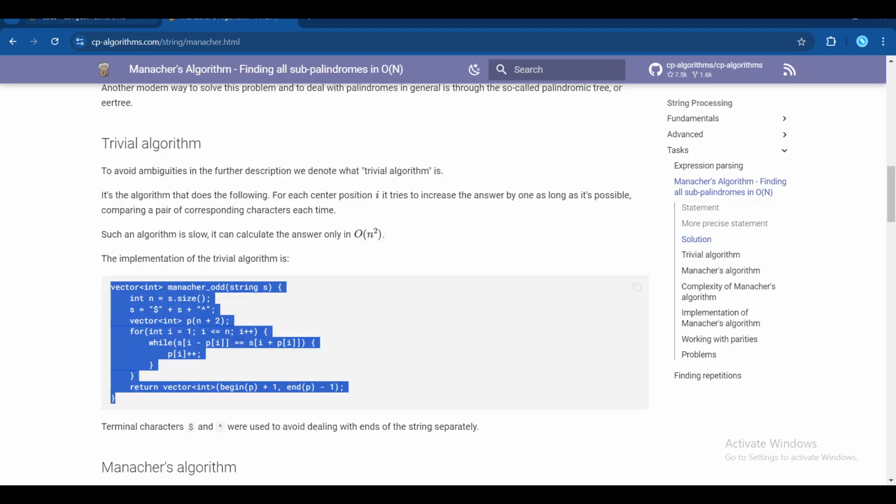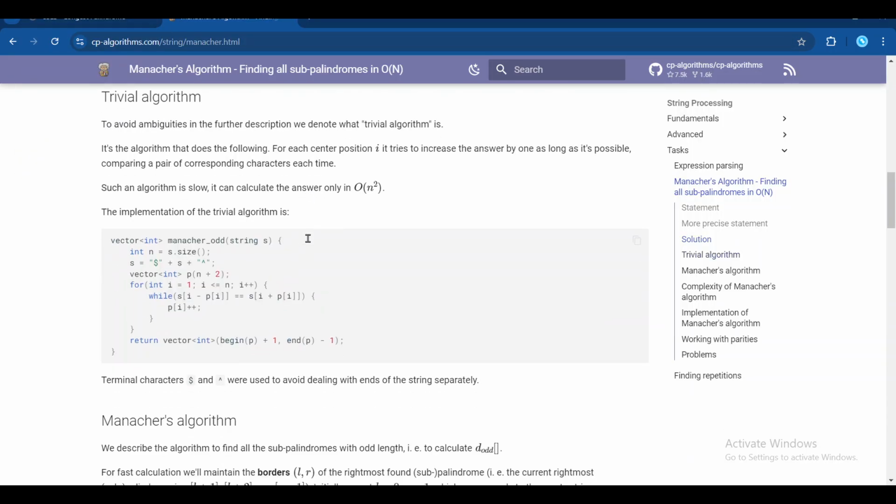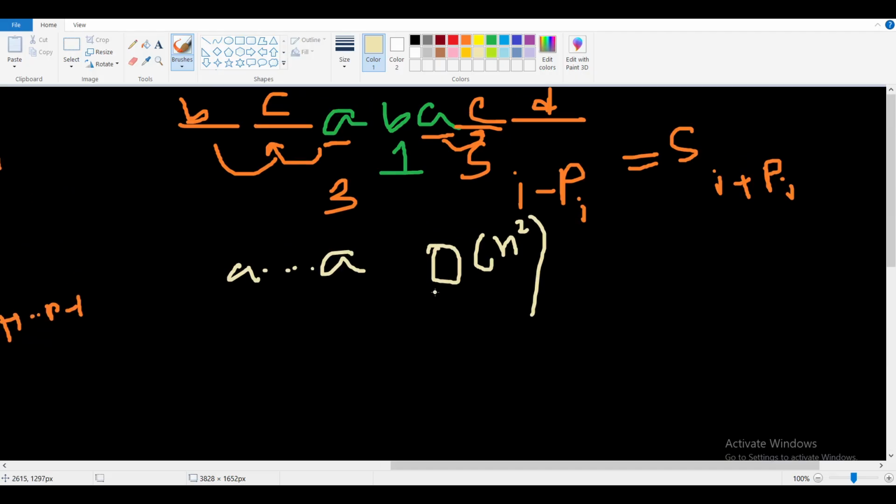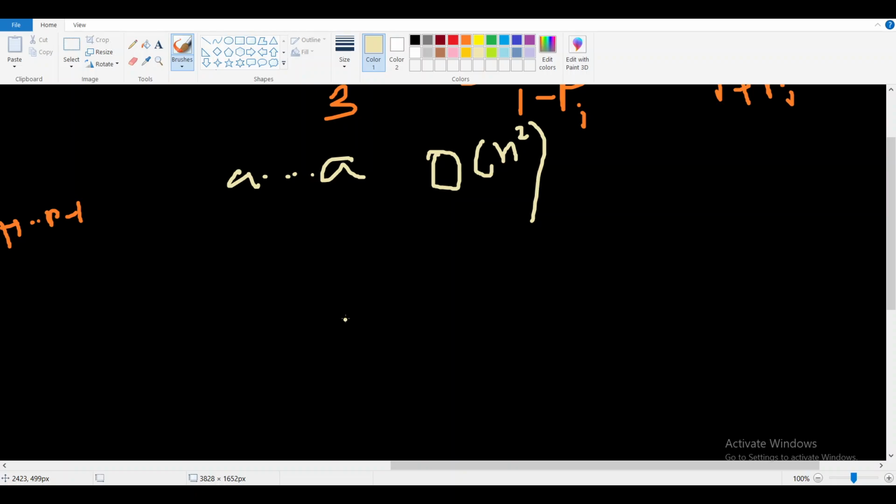How we are going to optimize this algorithm is again using the same technique we used in the Z algorithm. I will provide the link of the video where I have explained the Z algorithm, and this is the same technique. So what is the technique? We will take the maximum range. Okay, we will take one range.